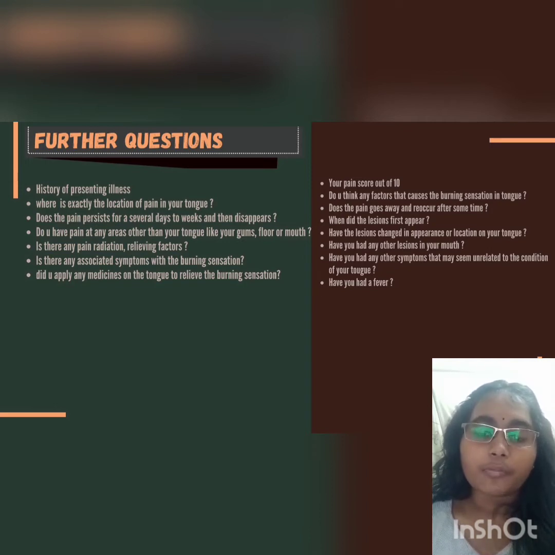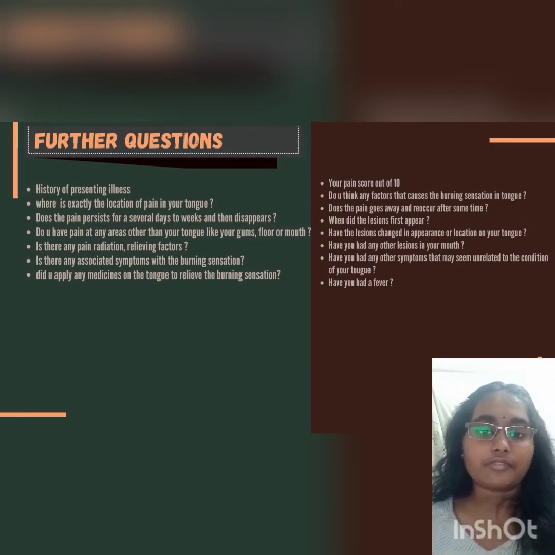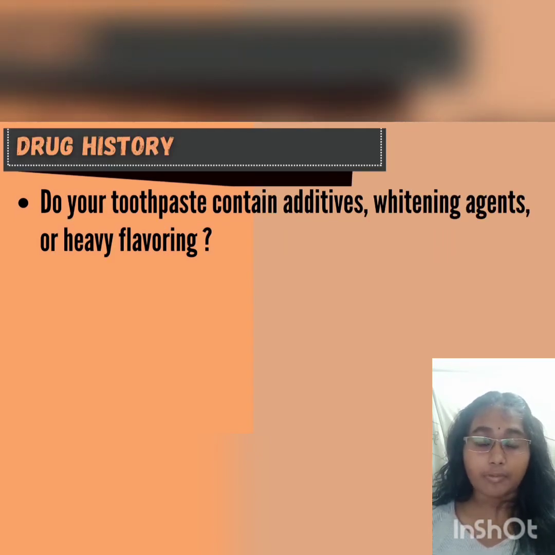And do you have any atopy or allergic reactions, where your immunity is very low so that you may develop allergic reactions? Do you have any underlying chronic inflammatory diseases like celiac disease or bowel diseases? And did any doctor say you have vitamin D or B or zinc deficiency? Then I will proceed with the drug history. I will ask the patient whether she is consuming oral contraceptive pills, and whether she has any allergy to drugs or food or other materials.